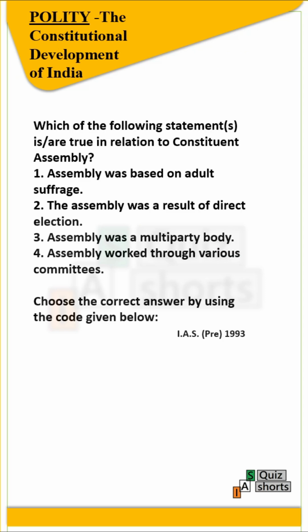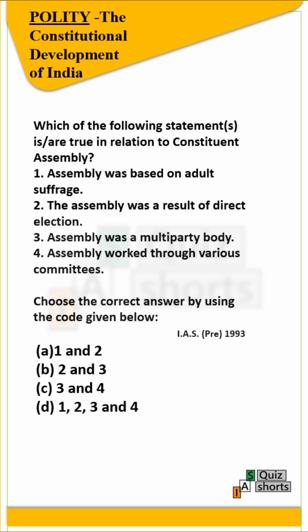Which of the following statements are true in relation to Constituent Assembly? 1. Assembly was based on adult suffrage. 2. The assembly was the result of direct election. 3. Assembly was a multi-party body. 4. Assembly worked through various committees. Option A 1 and 2. Option B 2 and 3. Option C 3 and 4. Option D 1, 2, 3, 4. Answer is option C, 3 and 4 is correct.